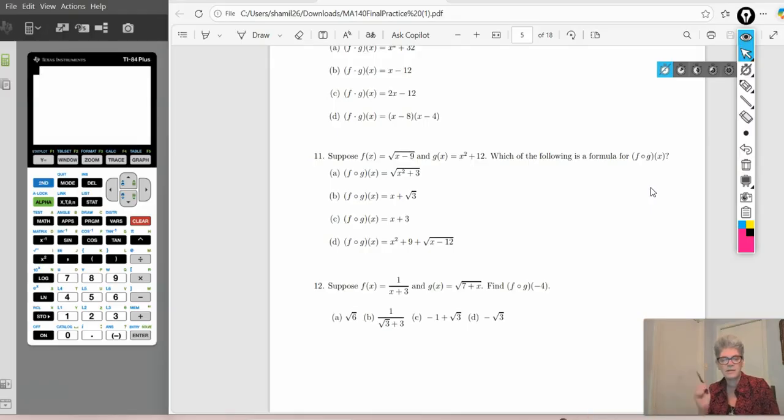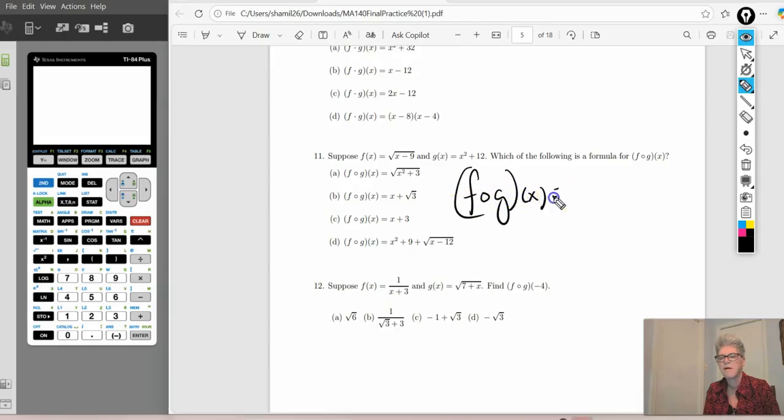Now that symbol there is clearly composition. So it's f composed with g. Oh, let me do that in black. It's f composed with g. So when you're doing composition, you read through it left to right. It's the first one evaluated at the second one. So it's going to be f evaluated at, and my formula for g is x squared plus 12.